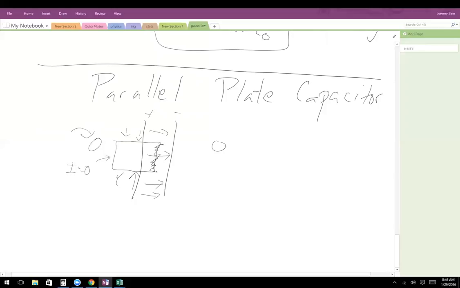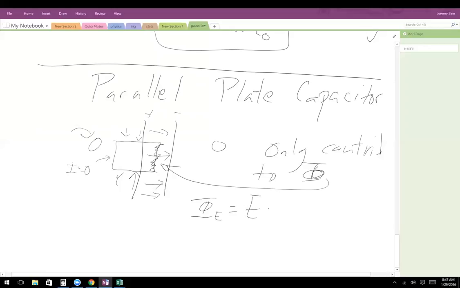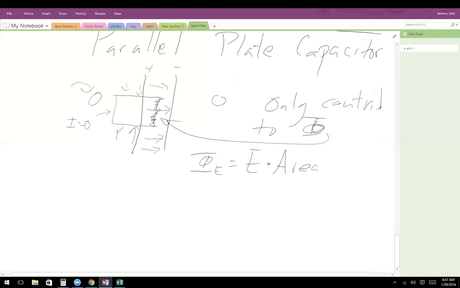So the only contribution to phi is that surface right there. So that means my flux is going to be whatever my field is times the area of that surface. Right? And I guess I should have said something about this.